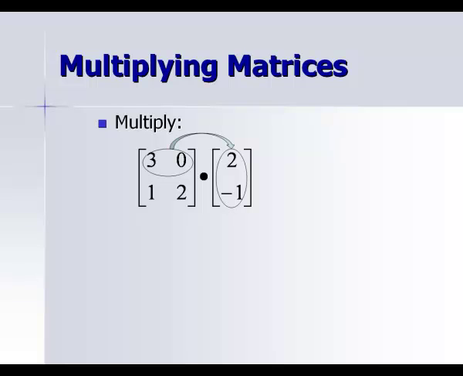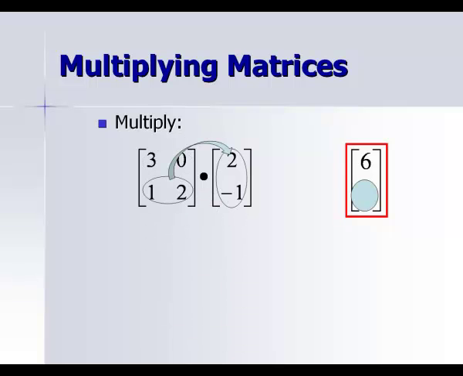3 times 2 is 6. 0 times -1 is 0. And when we add up 6 and 0, we get 6 for an answer. So that goes in the first row, first column of our answer. Move on to the second row. 1 times 2 is 2. 2 times -1 is -2. Add up 2 and -2 and get 0. That goes in the second row, first column of our answer matrix.